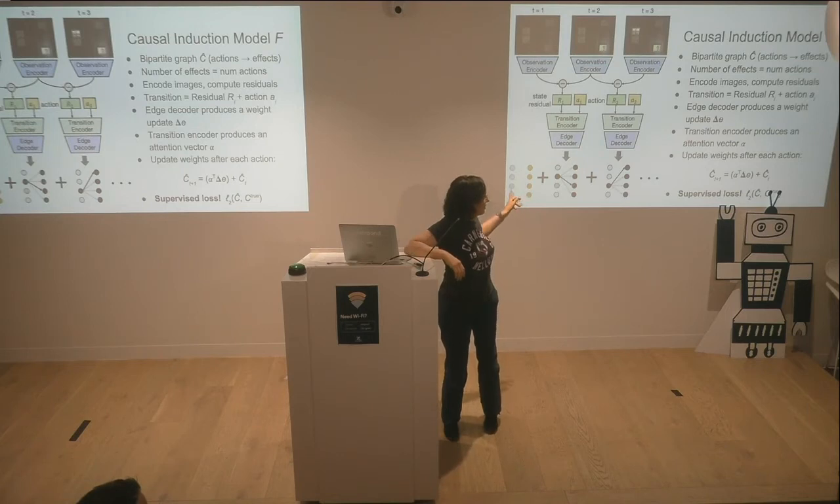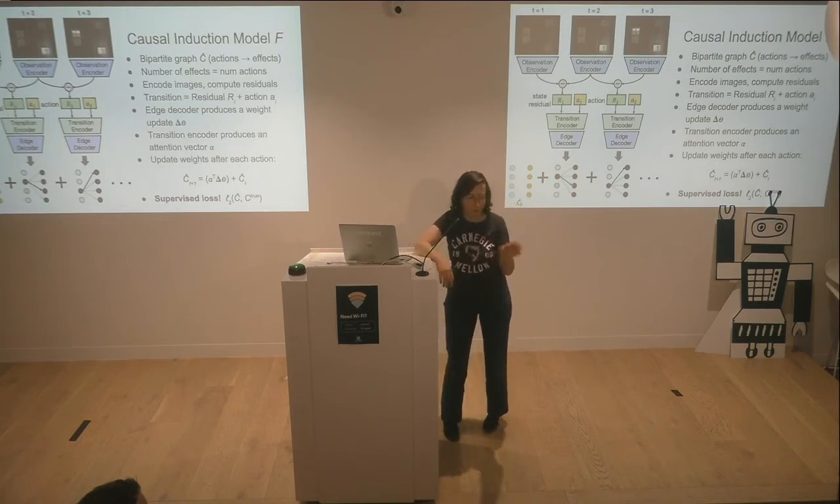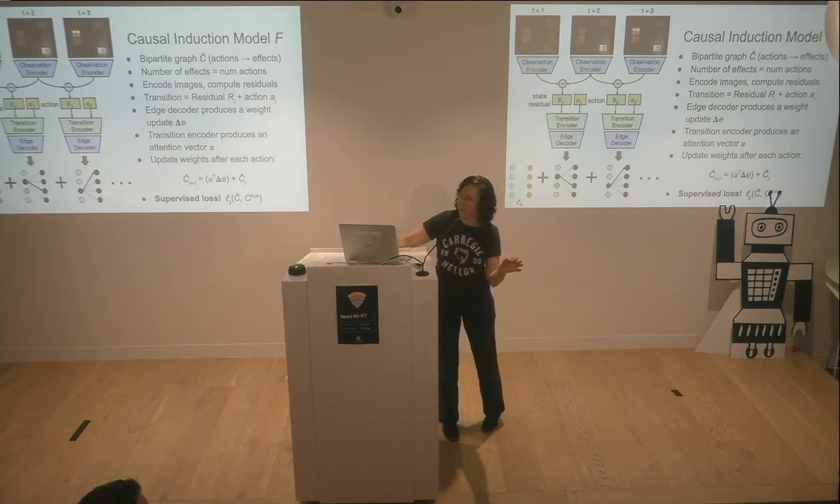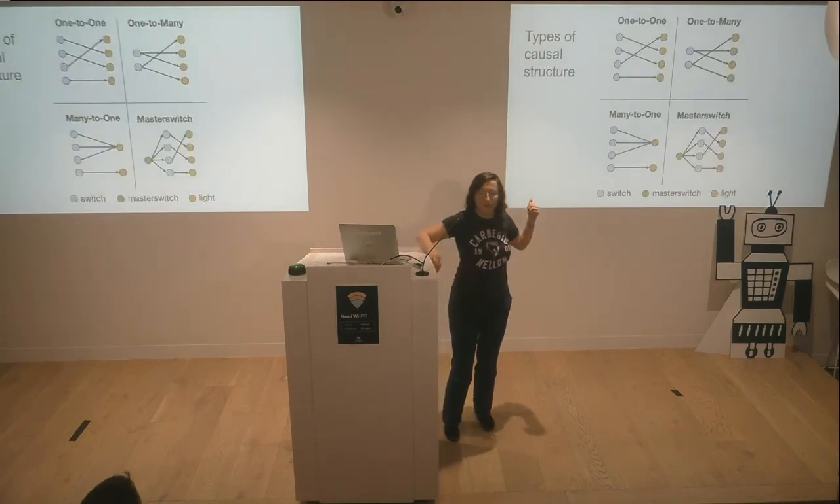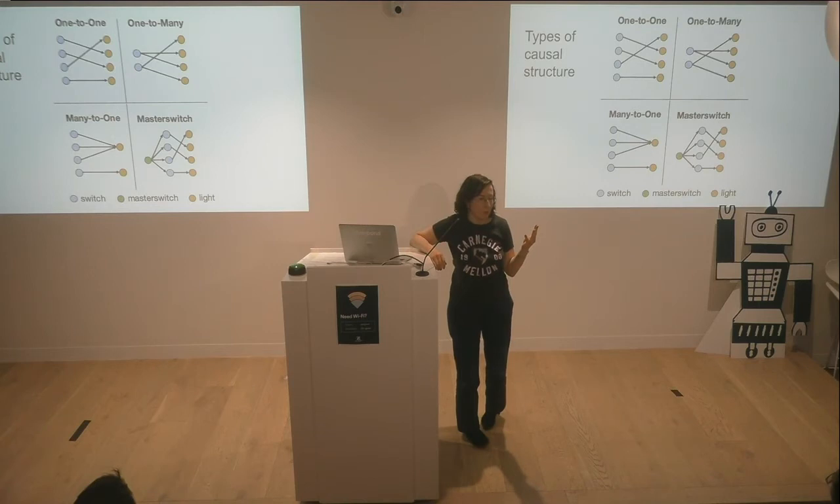So there's not an end-to-end reinforcement learning method. You have to have true knowledge of the causal structure to train it. And these true causal structures come from these 4 types.